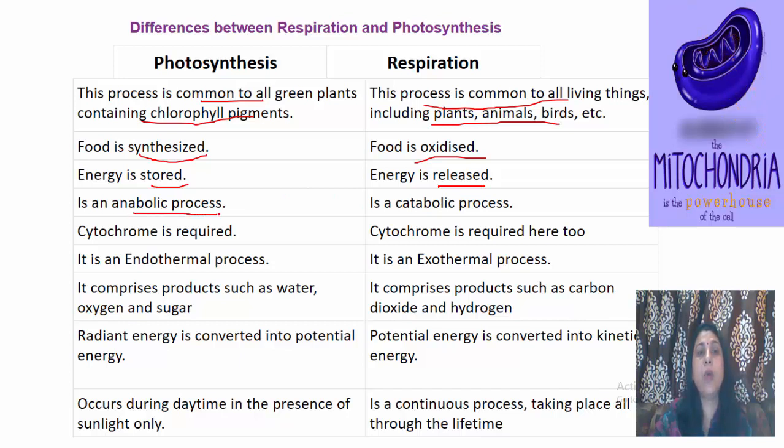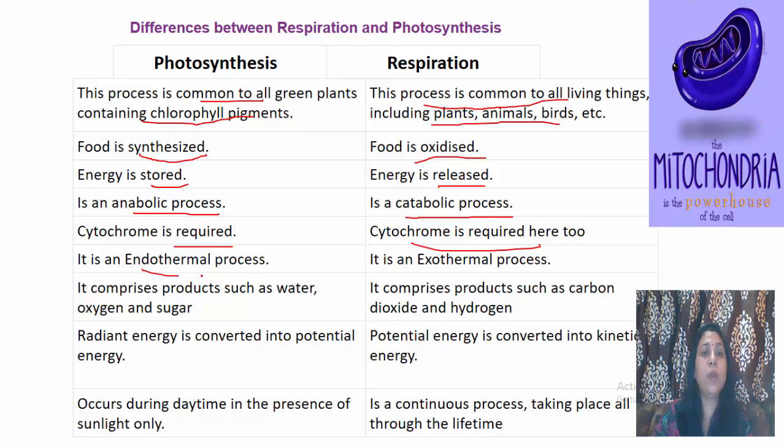Photosynthesis is an anabolic process, whereas respiration is a catabolic process, because it leads to the breakdown of something with the release of energy. Whereas in an anabolic process, something is synthesized: a few reactants combine to form a product. In both the cases, cytochromes are required. You will study what cytochromes are in higher classes.